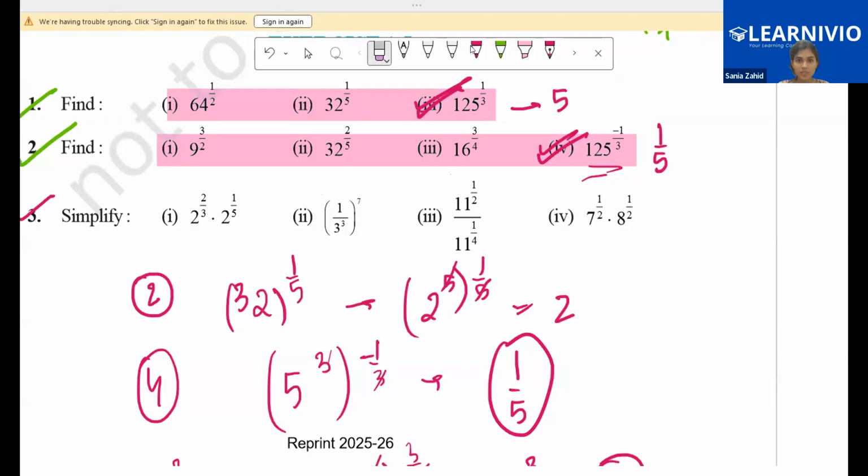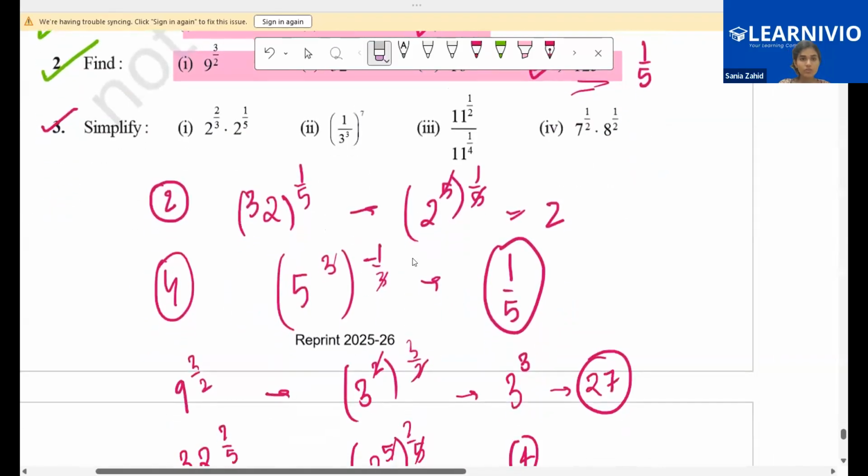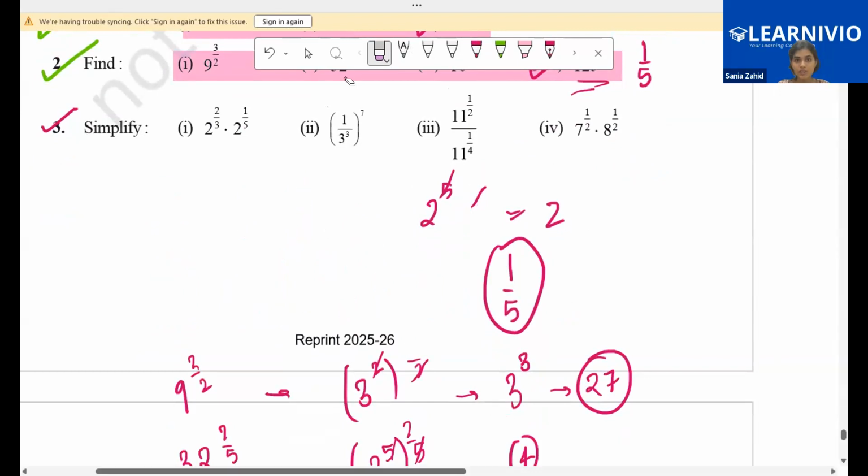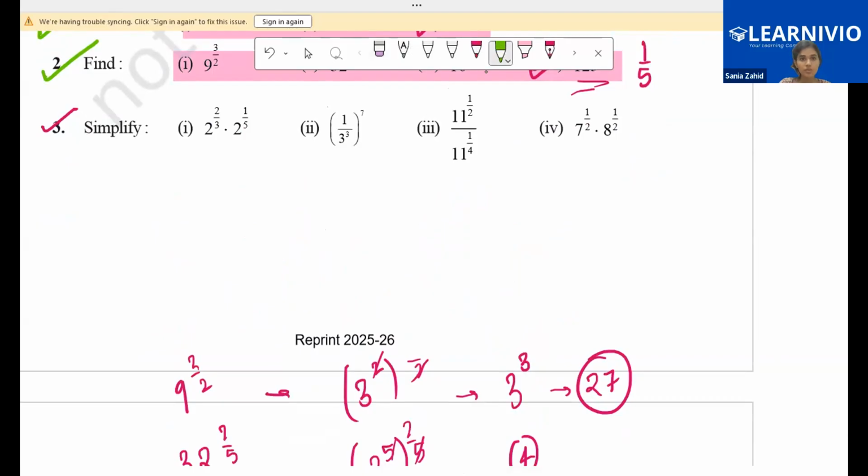Did Abdullah complete now? Yes, ma'am. Okay, fine. So children, look very carefully. How do we do these questions now? The first one is same base and different power. So you are supposed to add the powers, right? So the first answer will become 2 to the power 2 by 3 plus 1 by 5 is how much? 13 by 15, right? Yes, ma'am. Second one becomes 1 by 3 to the power 3 into 7, so 21, right?